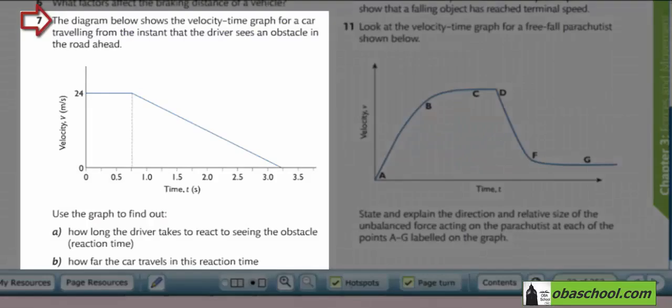Safe stopping distance question. We'll be solving question 7 in the book. The question says, the diagram below shows the velocity time graph for a car traveling from the instant that the driver sees an obstacle in the road ahead. Now we have to use the graph to find out, part A, how long the driver takes to react to seeing the obstacle, which means the time, or as we call it, the reaction time.